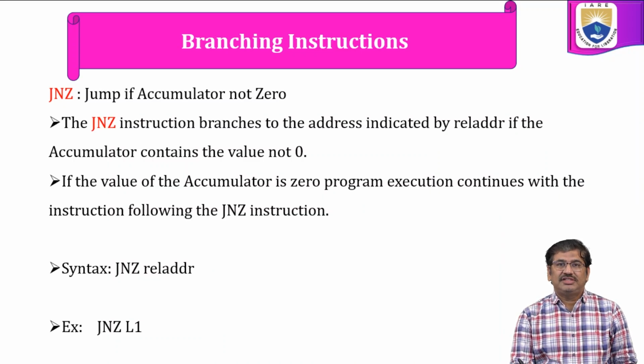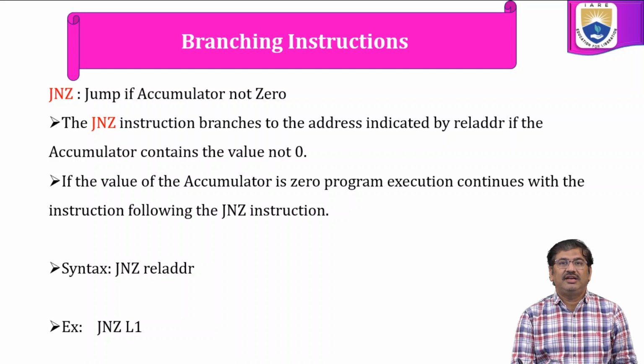The next instruction is JNZ, which is jump if accumulator not 0. The JNZ instruction branches to the address indicated by the relative address if the accumulator contains a value that is not 0. If the value of the accumulator is 0, program execution continues with the instruction following the JNZ instruction. The syntax of the instruction is JNZ relative address.